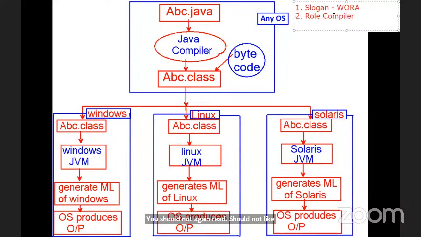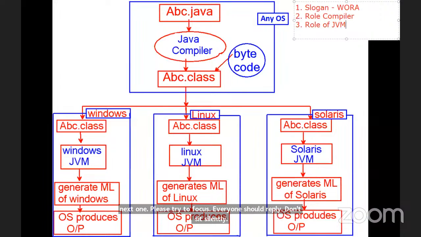Come on, tell me, what is the role of compiler? Convert the source code into bytecode and store inside .class file. Is it clear? Now, next one. Please try to focus. Everyone should reply. Don't sit silently. Third point is role of JVM. Online students, I hope you are also replying. Yeah, I'm seeing your answers too. What is the role of JVM? Tell me now.